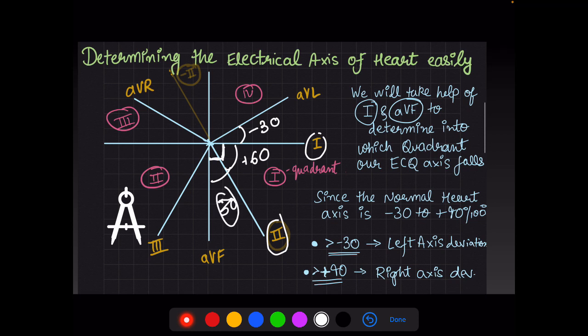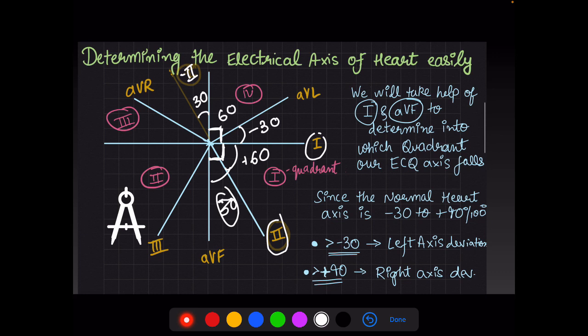Since this angle is 30, this angle, which is the angle between minus lead 2, negative of lead 2, will also be 30. The use of negative of lead 2 will be discussed further. Now since this is perpendicular, this angle will be 60.